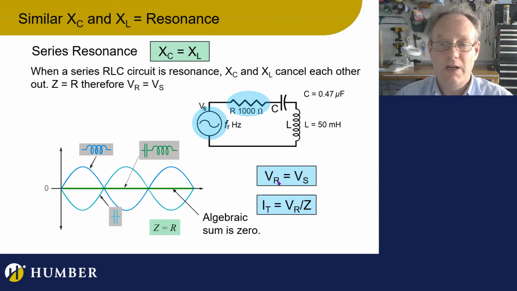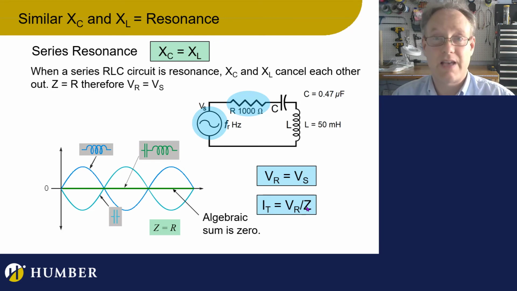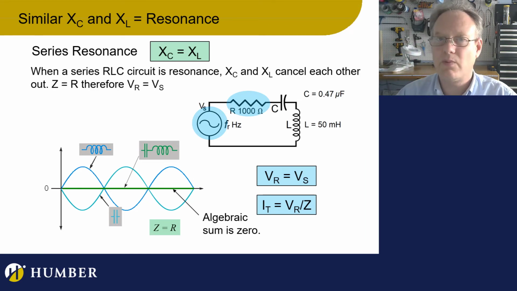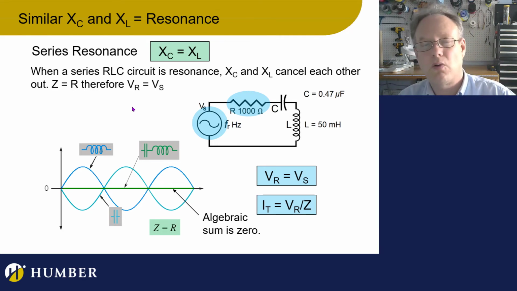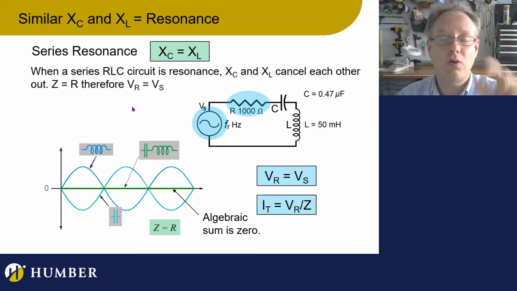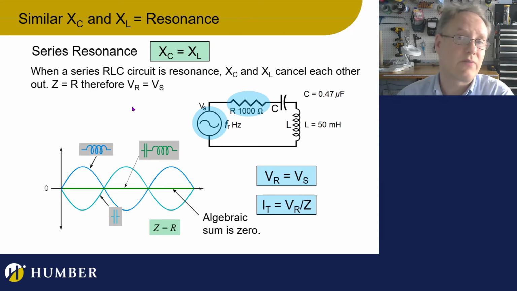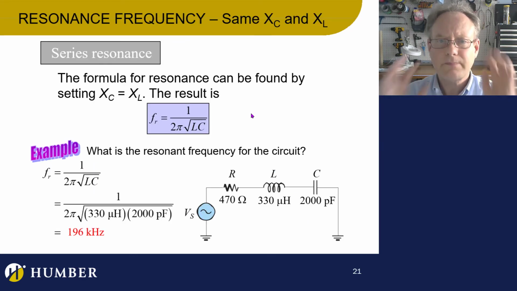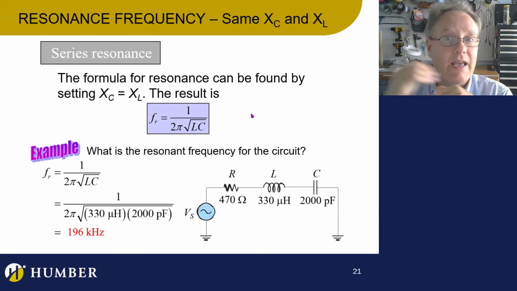In this case, my VR equals this, and my IT is just VR divided by Z. Now I have to use Z, even though if you think about it, you could put an R there because there is no capacitive reactance and no inductive reactance. They're canceling each other out. But because they're in that circuit, we really do need to use Z, because at some point that frequency could change and the total reactance would go into the inductive or the capacitive range. So we use Z because there's a capacitor and or an inductor or both in the circuit. Cool.